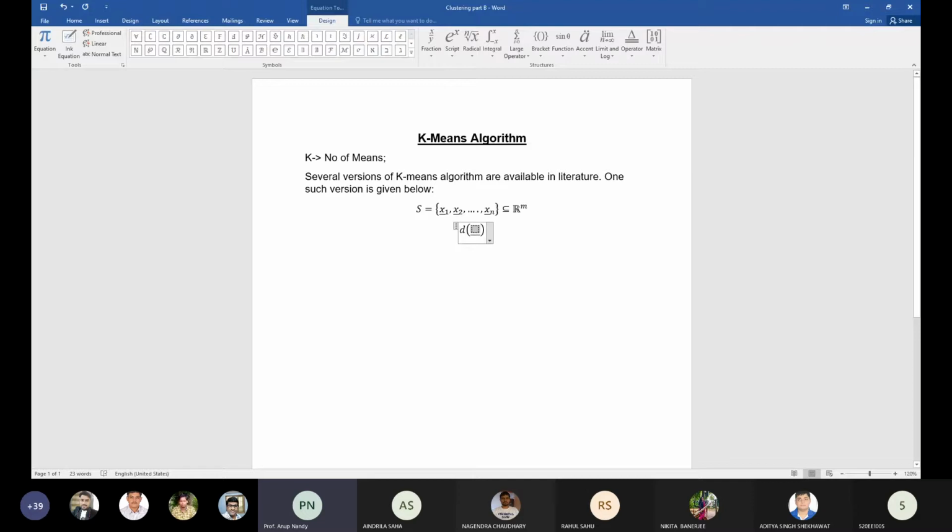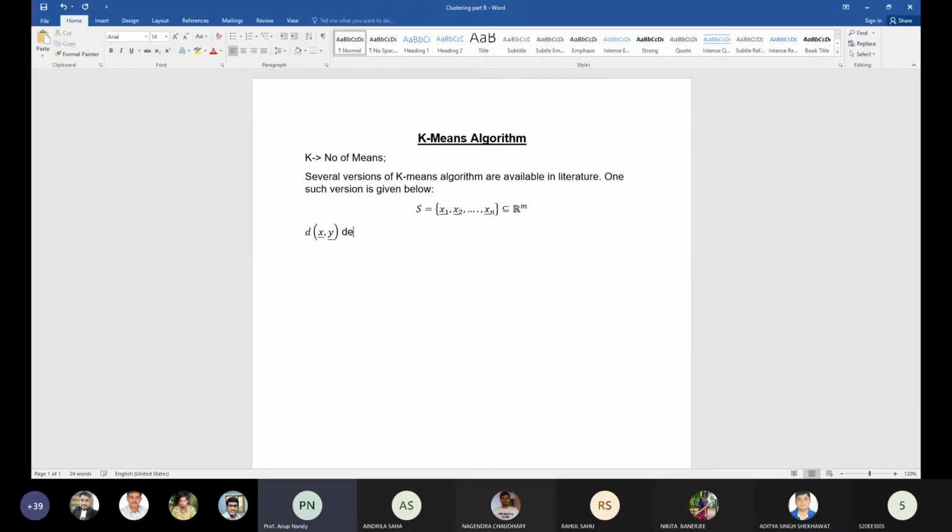x and y. It denotes the Euclidean distance between x and y. Okay.